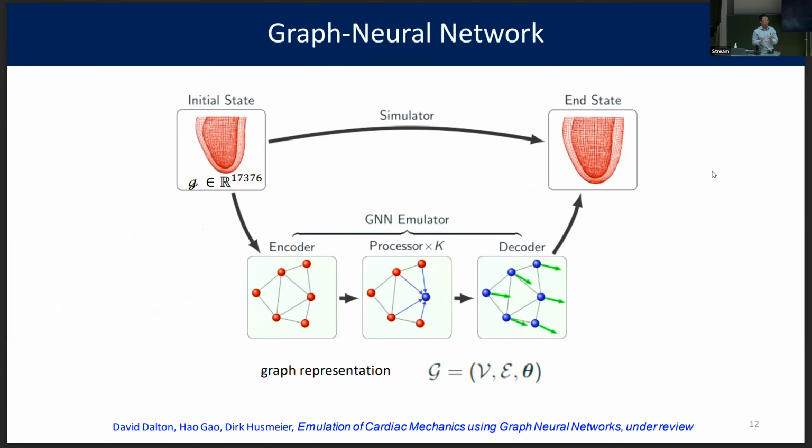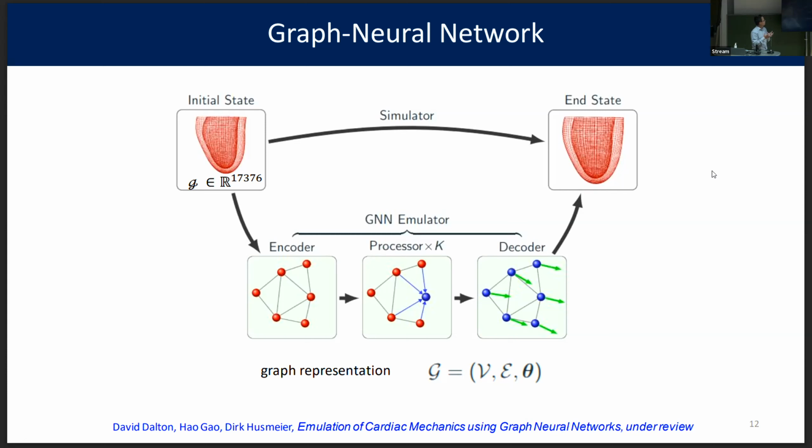In the previous emulators, the geometry is represented in a reduced dimension, so can we directly use the geometry? That's the work we did recently, the graph neural network. Now we don't rely on dimension reduction. We directly use the finite element representation of the geometry, which is 70,000 dimensions.